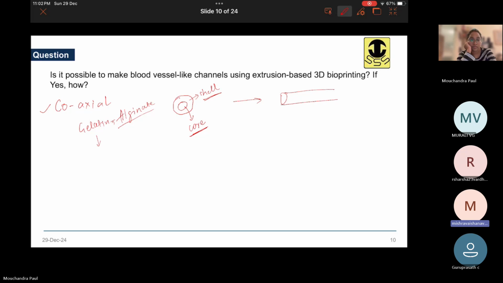Like it is solid, and after dissolving it, it gets removed. I didn't remember its name. Can you please recall it? I think we studied it. Is it PEO, polyethylene oxide?